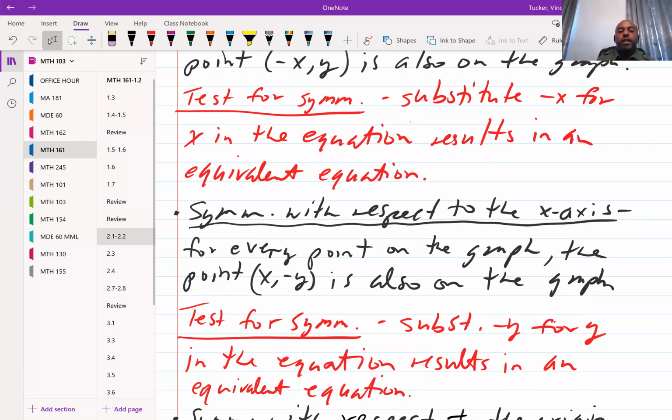Symmetric with respect to the x-axis. For every point on the graph, the point (x, negative y) is also on the graph. So in this case, we'll substitute negative y for y and see if it results in an equivalent equation.